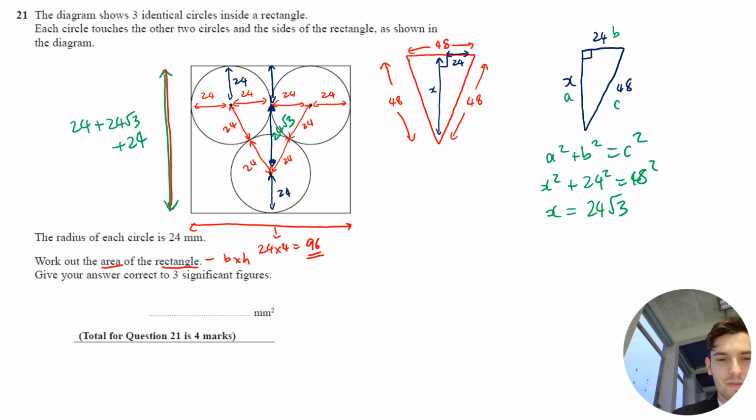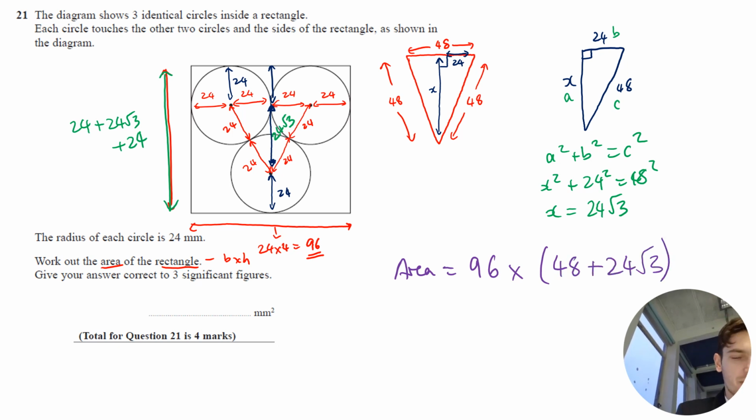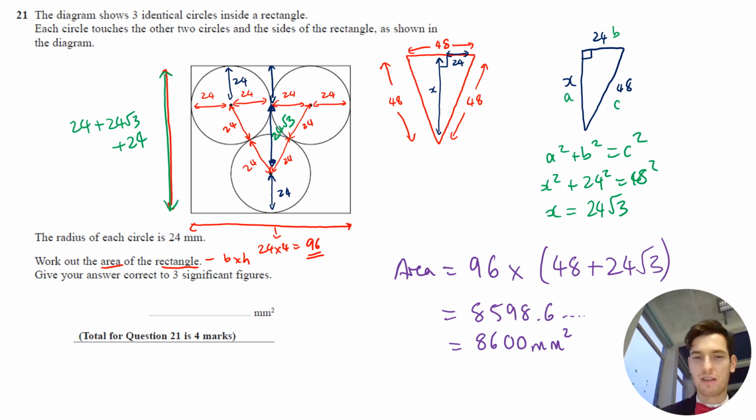And therefore, the rest of it's easy. My total area is my base times by my height, which was 48 plus 24 root 3, which was something that's like this. To three significant figures, my answer was 8,600 millimeters squared.